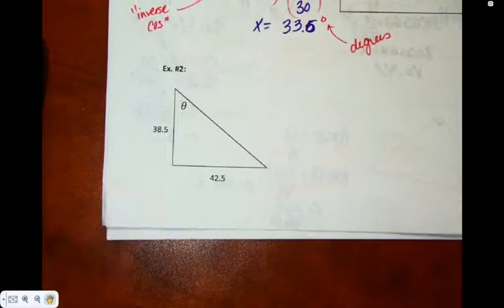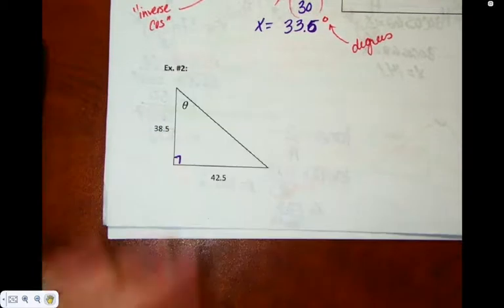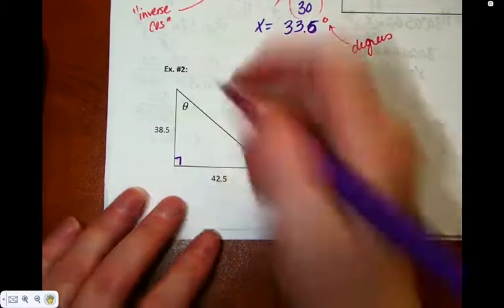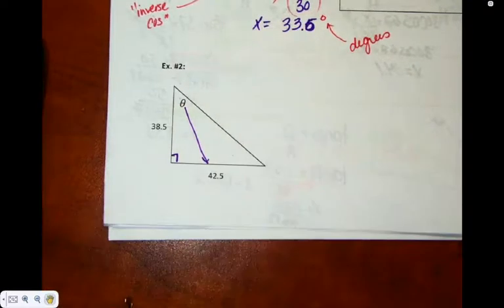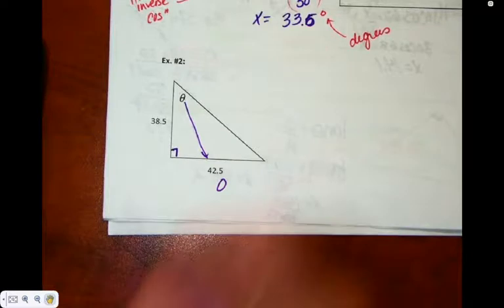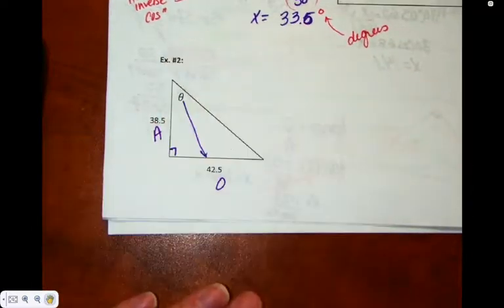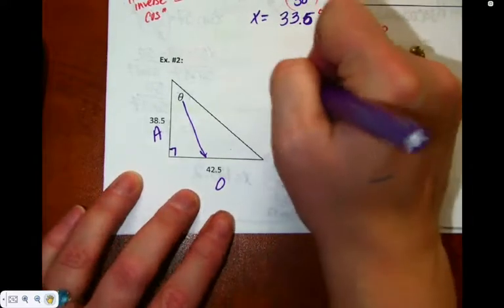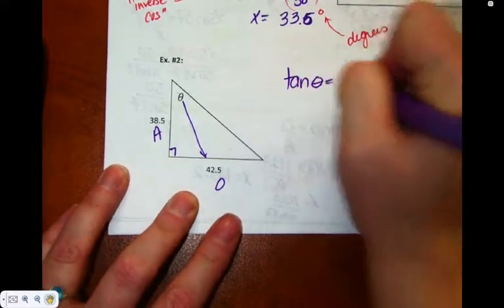Step number 1. Label the side. So find the right angle. Do I need to label the hypotenuse? No. Do I need to label the opposite? Do I need the third side? What do we call it? Step number 2. Choose your formula. SOHCAHTOA. Tan, so tan theta equals O over A.